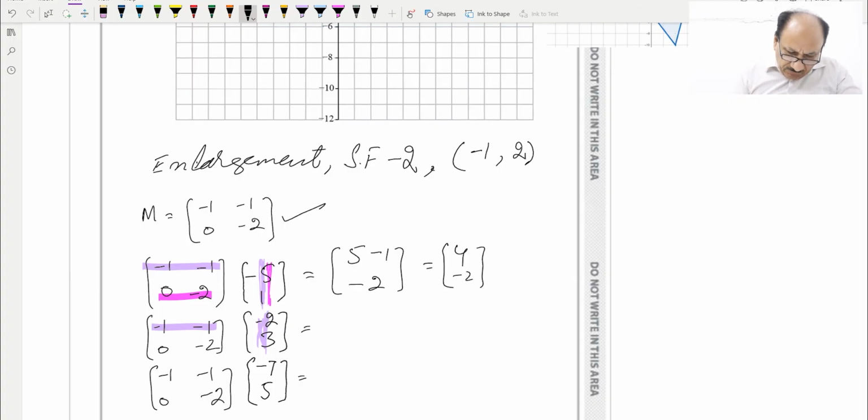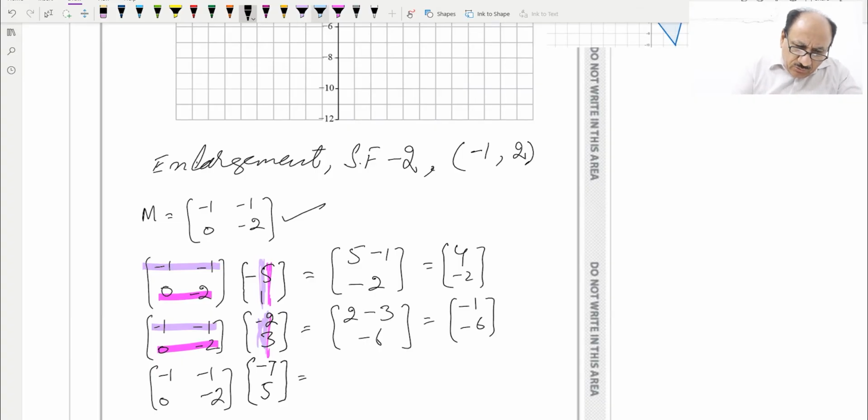Similarly, when we multiply this second one, it will be resulting to minus 1 into minus 2 will be 2, and then minus 3, and the second row multiplied by the same, this will be resulting to 0 and minus 6, and this will be giving us minus 1 and minus 6. This is the second point.